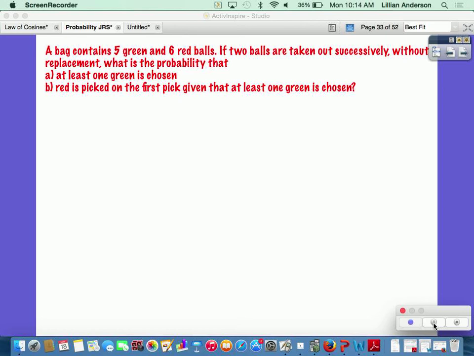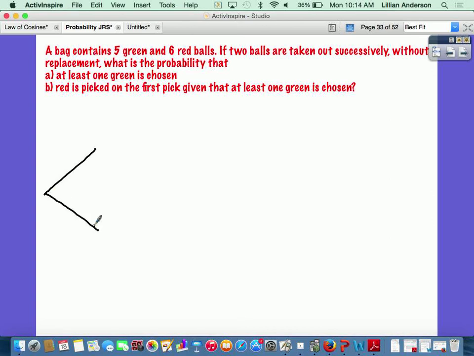How many branches am I going to have? 2. What's going to be along those branches? Green and red. Does it matter which one goes on top? No. It really matters where the probability is. This basically represents our first pick, right? So pick one. When I reach in, what's the probability that I'll get a green ball?